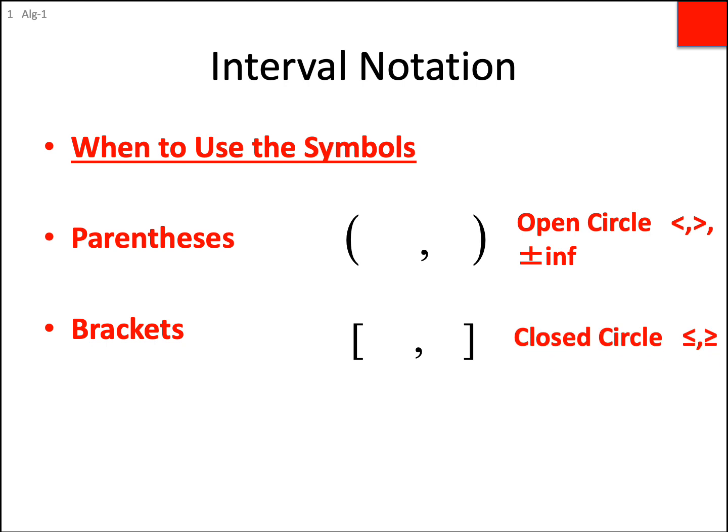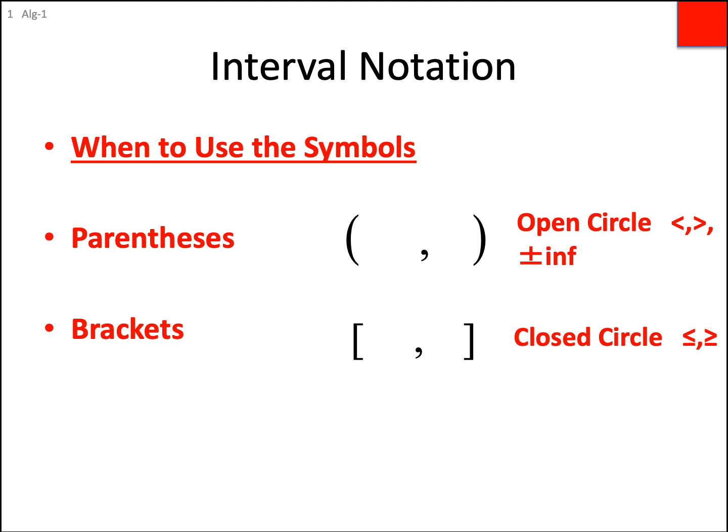Brackets. When will we use brackets? Brackets will look like this. An open bracket, a space, a comma, a space, and a closed bracket. We will use brackets when we have a closed circle. That means less than or equal to or greater than or equal to. Infinity is not involved in this. So just closed circles, or less than or equal to, greater than or equal to.